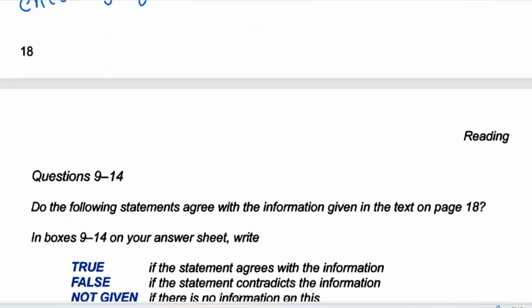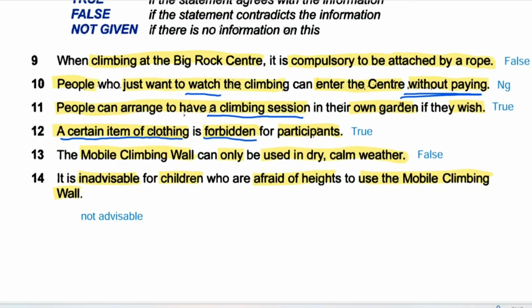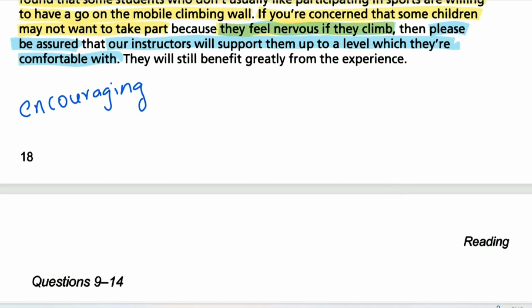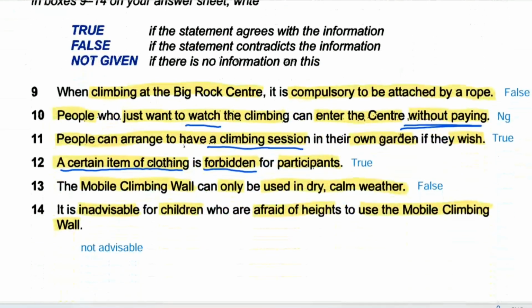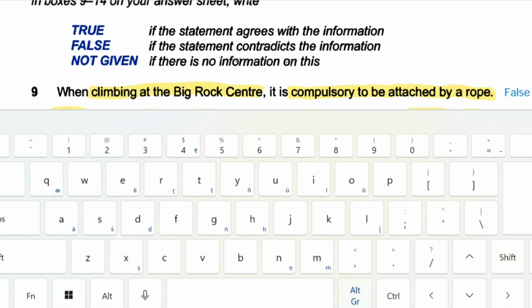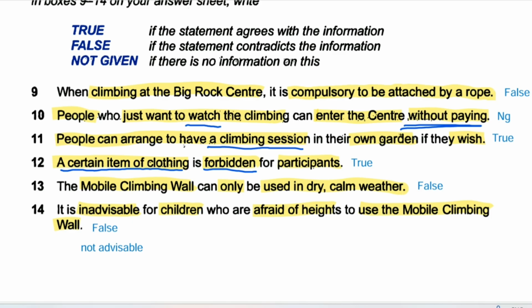So can I say, the question is saying, you should not use the mobile climbing wall if you are a child who is afraid of heights. So the question is discouraging, but the sentence is encouraging. Even if you are afraid of heights, do not worry. Our instructors are experts and they will support you to a level which you are comfortable with. So again, the question and the sentence, they both are contradicting. So therefore the answer is false. So let me go down there and write the answer as false.